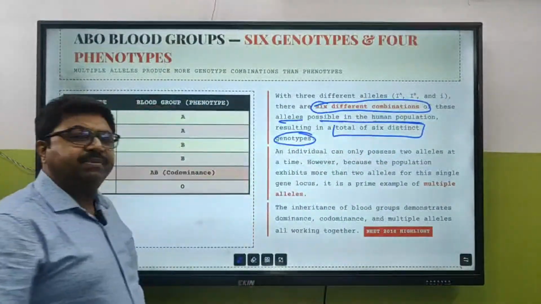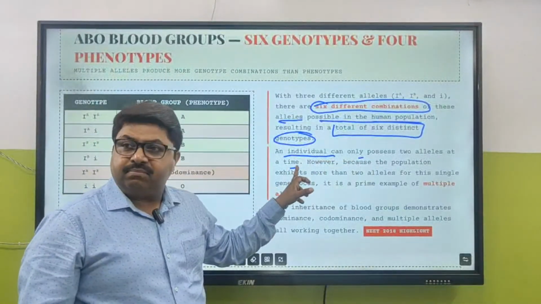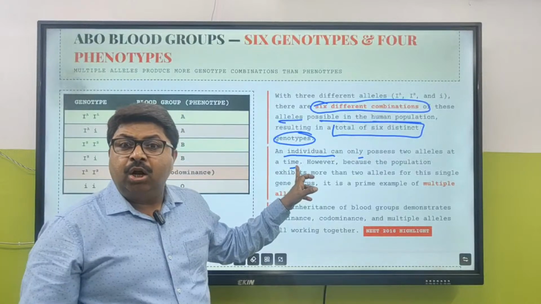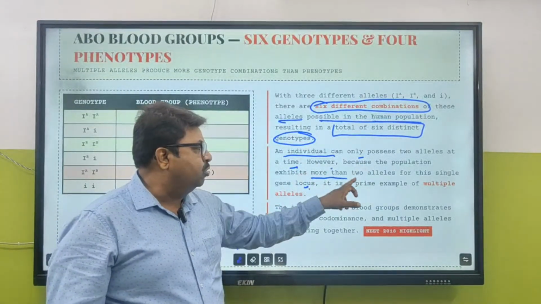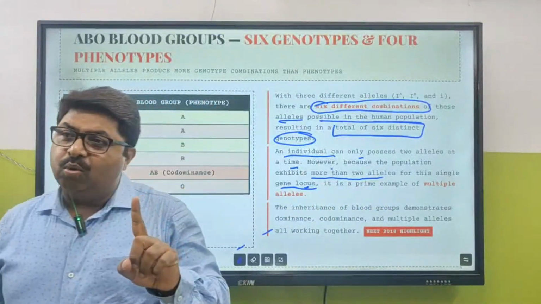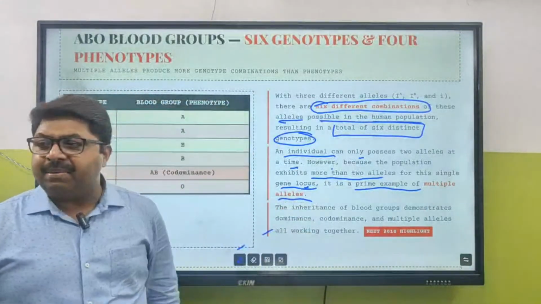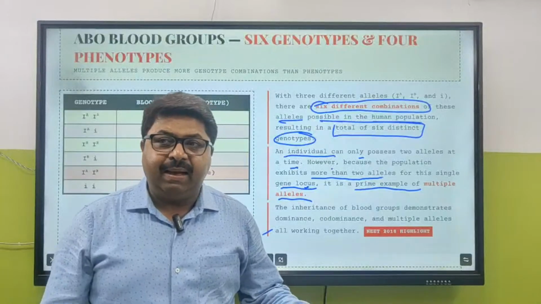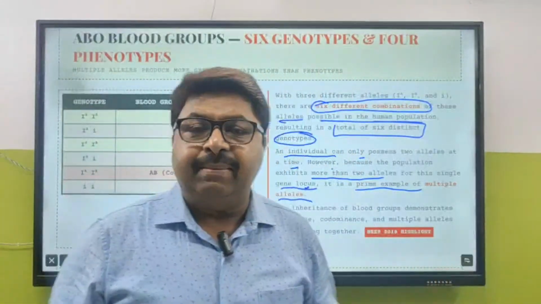How many distinct genotypes? 6. An individual can only possess 2 alleles at a time. However, because the population exhibits more than 2 alleles for this single gene locus. So how many locus are there? 1 locus for all these 3 alleles. It is a prime example of multiple allelism. The same thing happens with the eye color of Drosophila. There are multiple alleles present on the same locus.